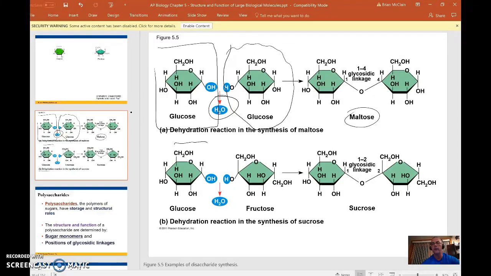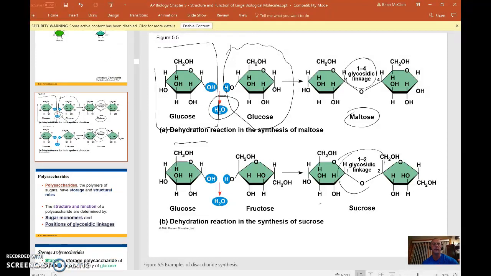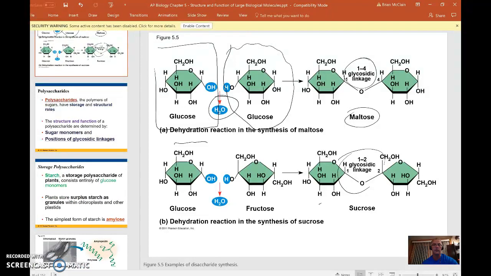The other thing that I want to point out and review is that this particular glycosidic linkage is named based on the carbons that are involved. So right here, you have it in the first position and it's bonded to the fourth position, so we classify it as a 1,4 glycosidic linkage. In the second picture, we have a different positioning that's taking place. So we have the first position on the glucose molecule matched up with the second position on fructose. That gives us a different kind of linkage. So just keep that in mind. That becomes more important later on.